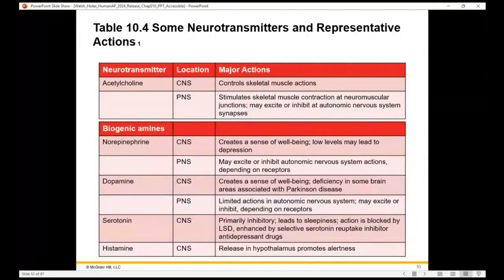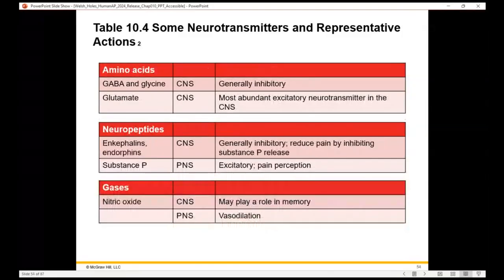Table 10.4 goes over several types of neurotransmitters, such as acetylcholine, norepinephrine, dopamine, serotonin, and histamine. And all of these have different impacts dependent on whether they are in the central nervous system or the peripheral nervous system. There's also GABA and glycine, glutamate, enkephalins, endorphins, substance P, and nitric oxide.